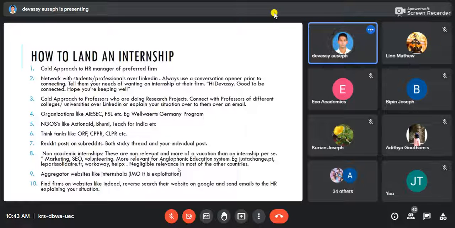this JS Market Reports on Indeed. You find this company, you reverse Google search it, and then you get the website, and on the website you find the HR's email, and you send a cold email to the HR explaining your situation, that you want to intern there. So that is also a good strategy, but it is really tedious and it will take a lot of time.